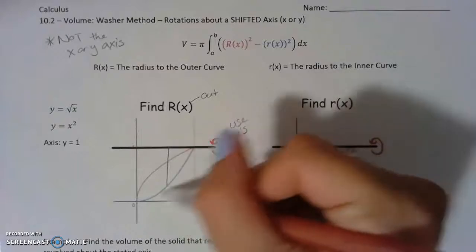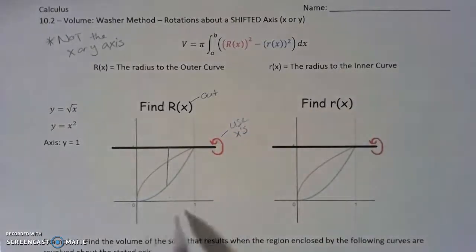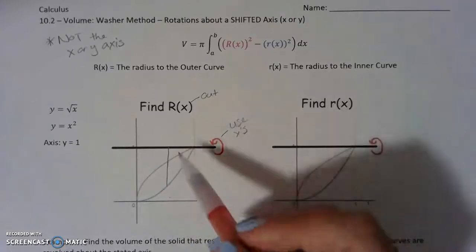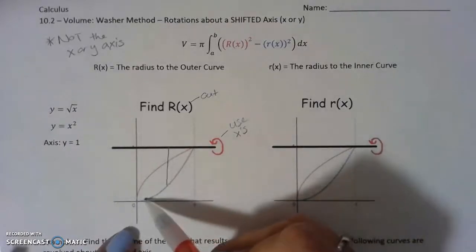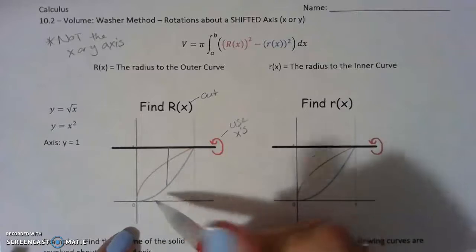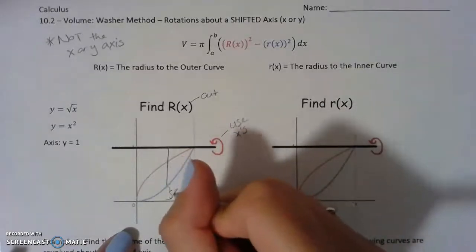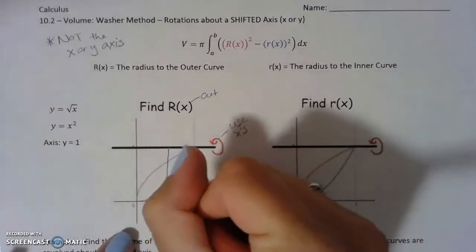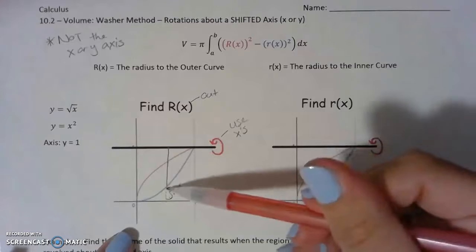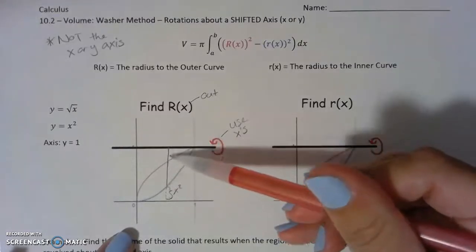Before, we just took whatever this function was and said this minus 0 because we were rotating about the axis that had a value of 0. So what we need to do is ask, what is this distance? Because this distance is not this function right here. This function, x squared, is actually this little piece right here. So we need to figure out what this other piece is.